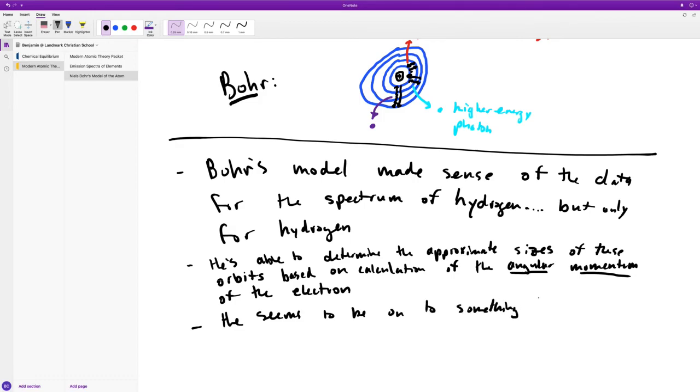And the something that he is onto is that there are quantized energy levels in the atom. Quantized means kind of like a staircase.